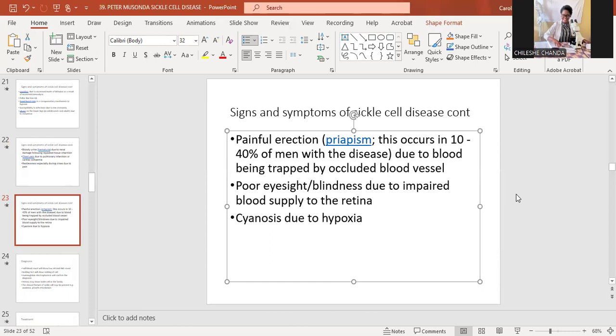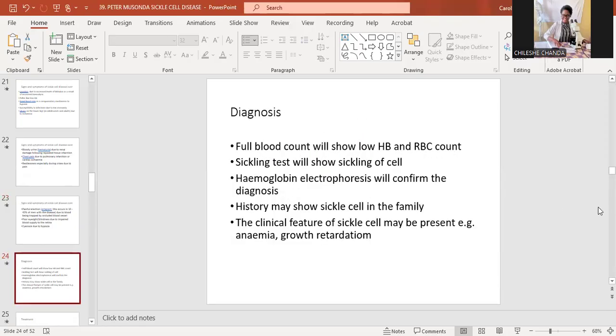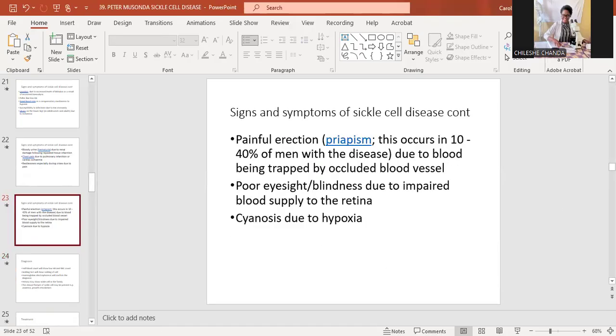Patient will have poor eyesight or even blindness due to impaired blood supply to the retina, and the patient will have cyanosis. All right, you look at their fingernails, a patient will be cyanosed, and this is due to hypoxia.